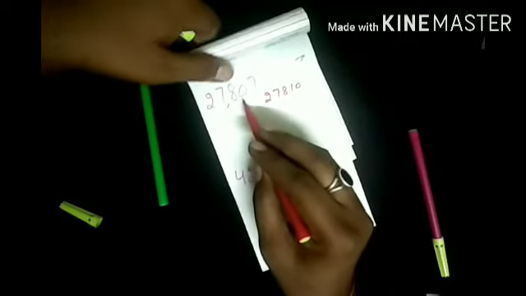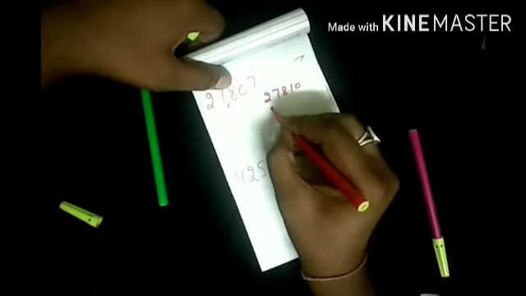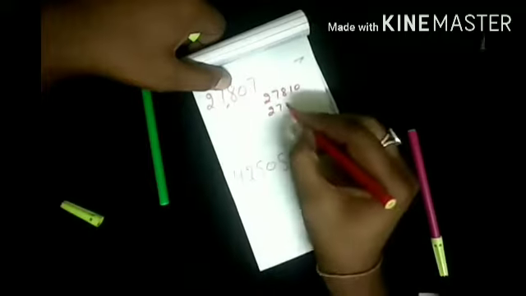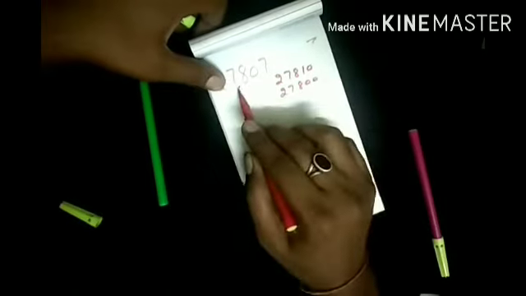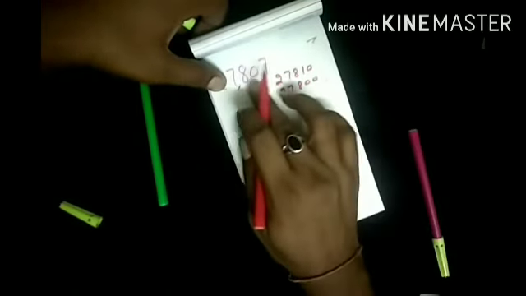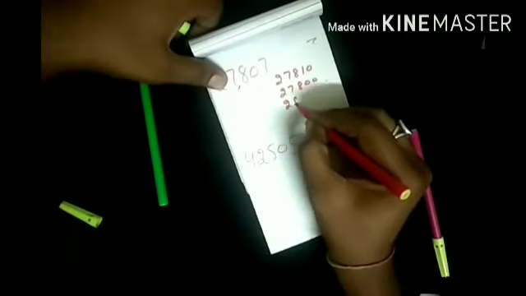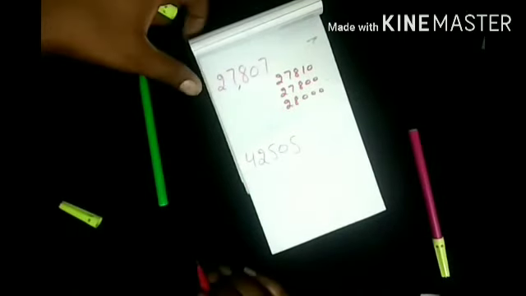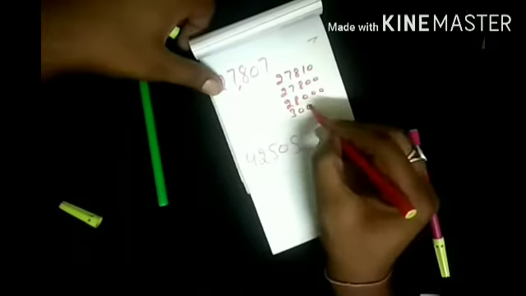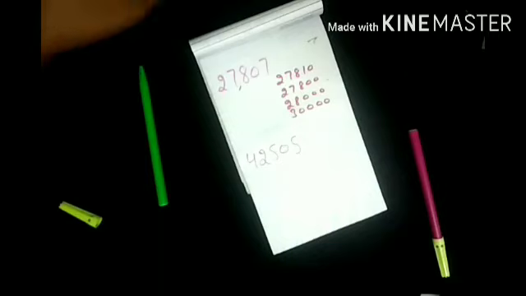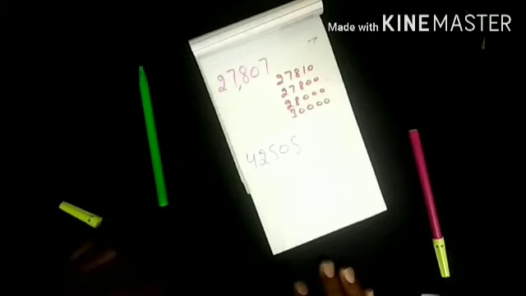If I had to round it off to the nearest 100, then my answer will be 27,800. Now if I had to round it off to the nearest 1000, then my answer will be 28,000. Now if I had to round it off to the nearest 10,000, then my answer will be 30,000. In the same way we can do the other sums also. So here we come to know how we will round off the numbers.